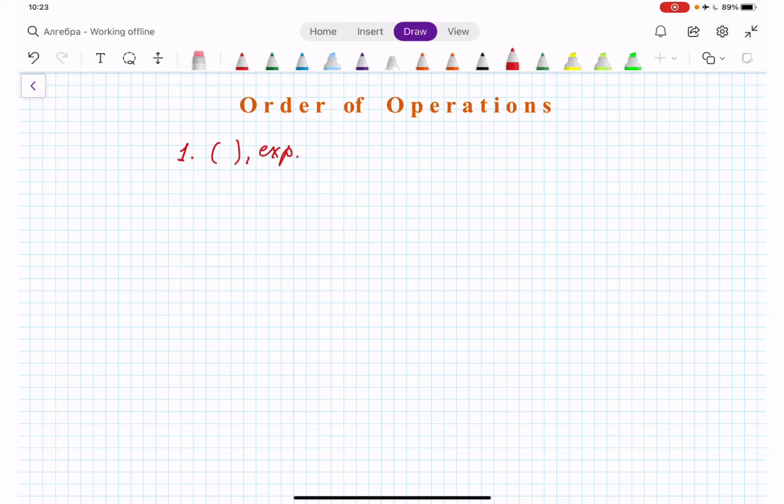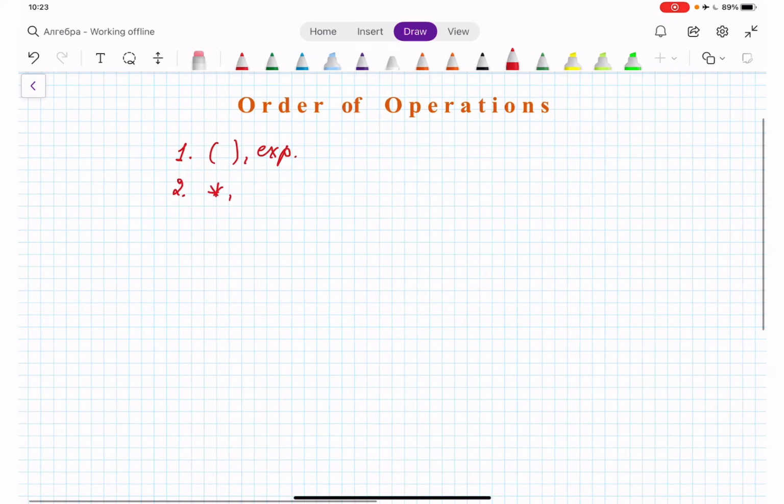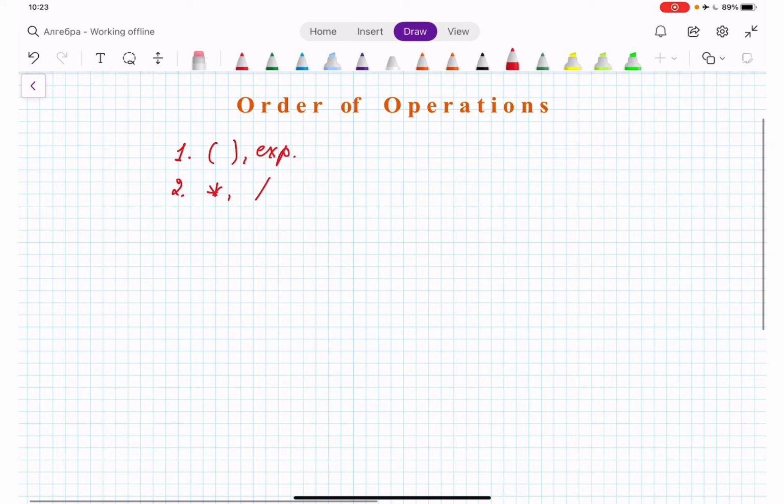Second is multiplication and division. Okay? Between multiplication and division, there is no preference, no priority. They do not compete. If multiplication comes first, we multiply. If division comes first, we divide. So, let me bring some examples for multiplication and division, and then parentheses and exponents.